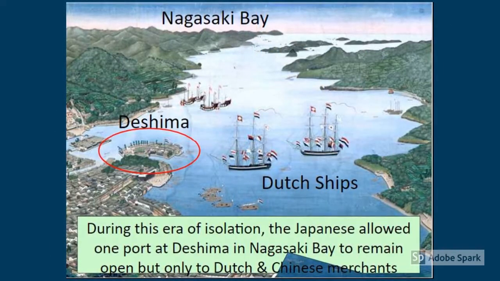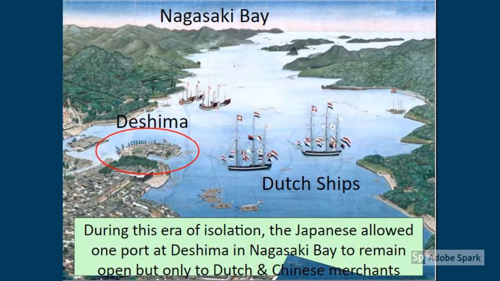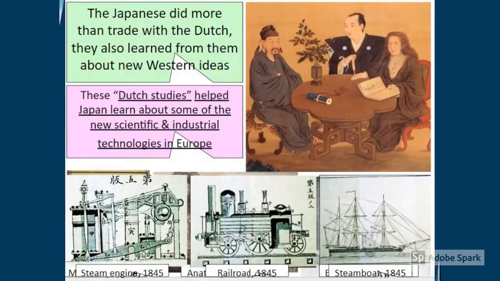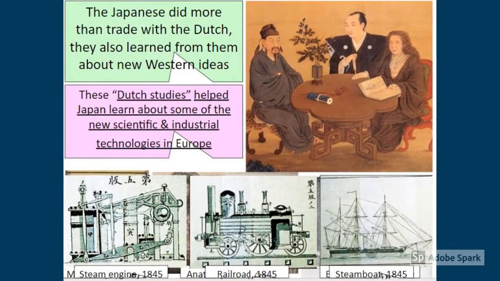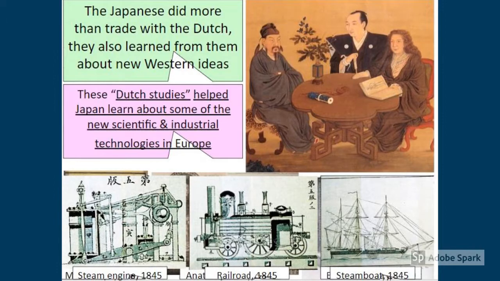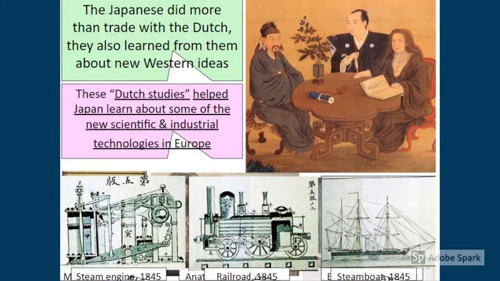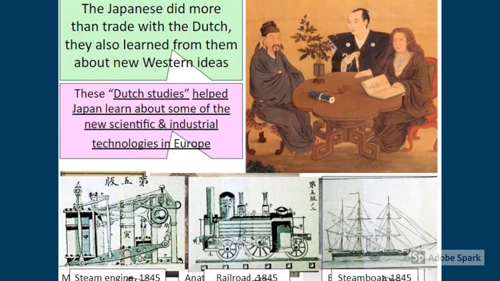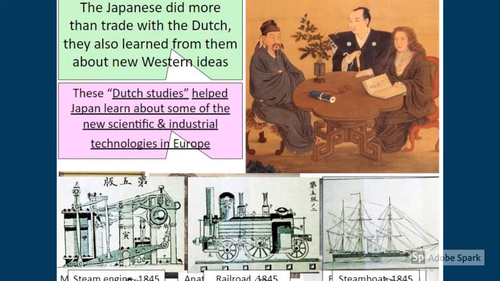During this era of isolation, the Japanese did leave one port open for outside trading, but they only allowed the Dutch and Chinese to trade there. So what made the Dutch different than the rest of Europe? Well, the main thing was that the Dutch were there specifically for trade purposes. They were not there to spread Christianity, and they only offered information about the West when rulers asked them to. So what develops from this are what the Japanese will call Dutch studies. In these Dutch studies, the Japanese learned about some of the new scientific and industrial technologies in Europe. So things like the steamboat, the railroad.